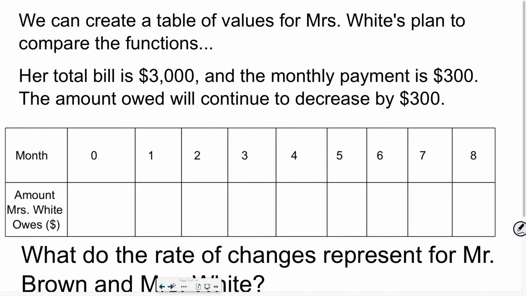Okay, so let's create a table, because we want to compare. When you're comparing, you want everything to be in the same format. So we want to create a table for Mrs. White's plan, so we can compare it to the table that we used for Mr. Brown. How can we create Mrs. White's table? Her total bill is $3,000. She's going to pay $300 a month. How can we make this table?